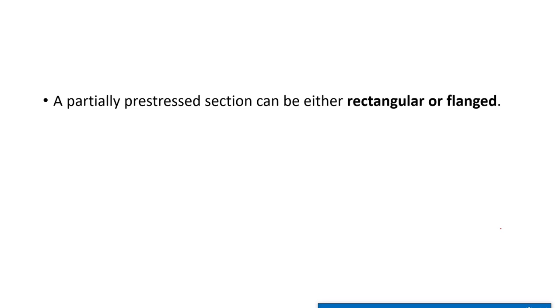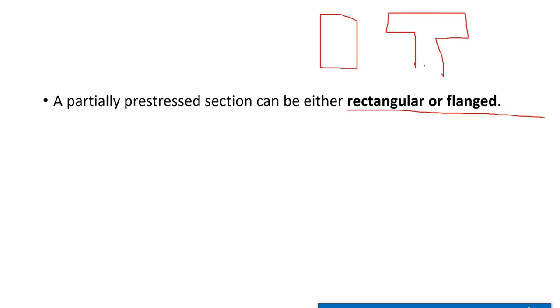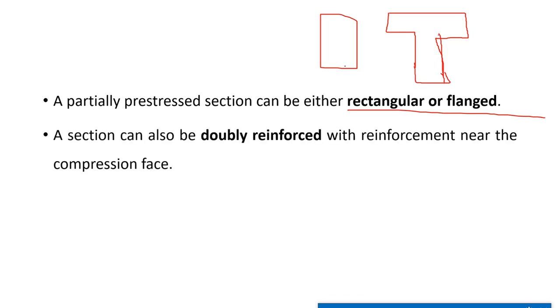So a partially prestressed section can either be rectangular or flanged. In the previous sections also we have discussed rectangular as well as flanged sections. So here too, partially prestressed structures can have a rectangular cross section or a flanged section, and a section can also be doubly reinforced.